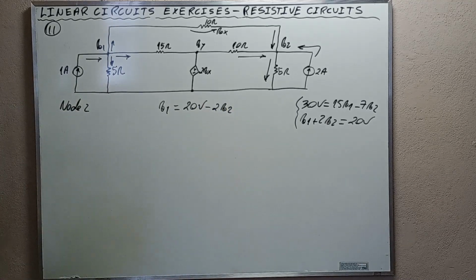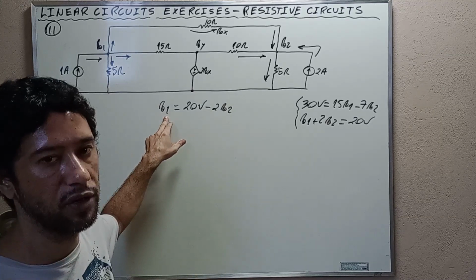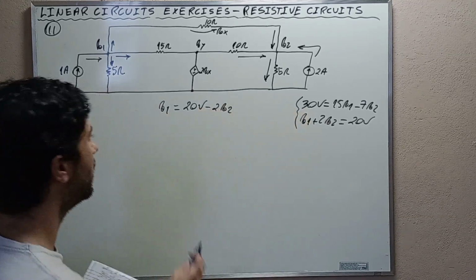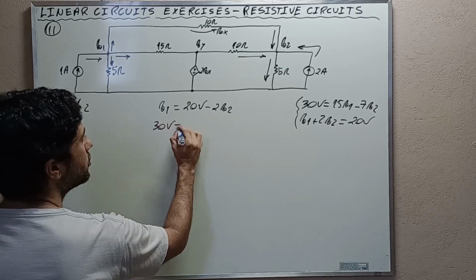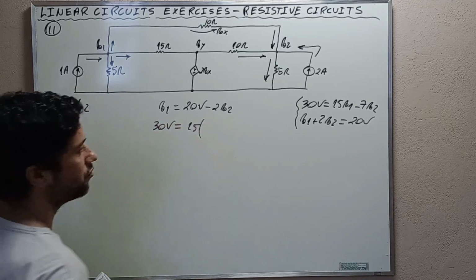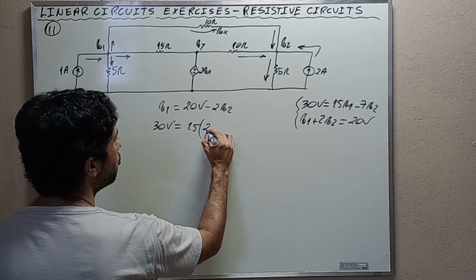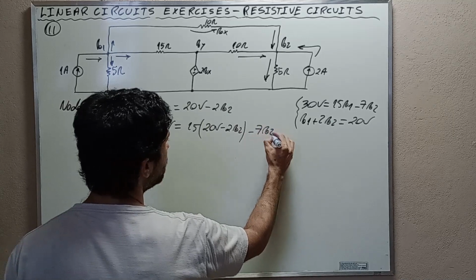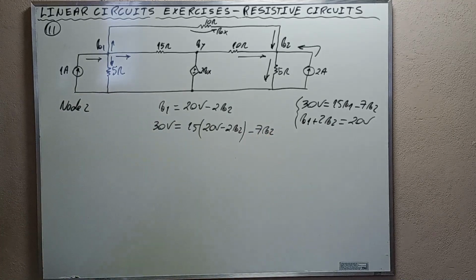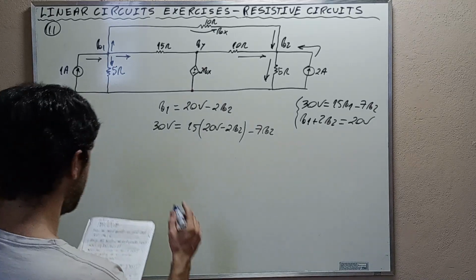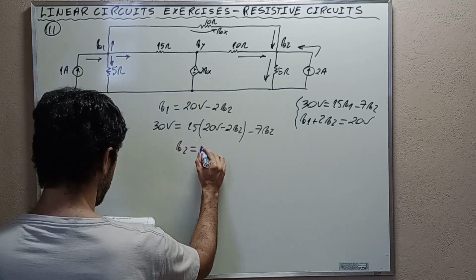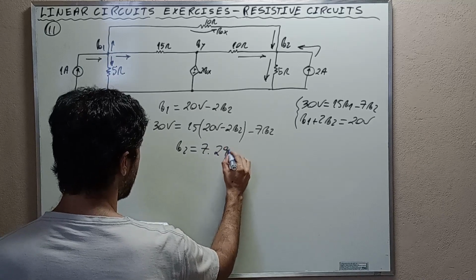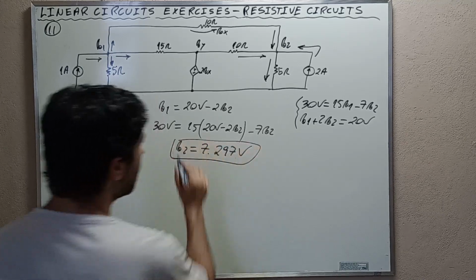And if we use the expression for V1 here, we find that 30 volts is equal to 15 times V1, but V1 is 20 volts minus 2 times V2, minus 7 times V2. This is the manipulation that we are going to use to find the values of both V1 and V2, and in this way we find that V2 is equal to 7.297 volts.